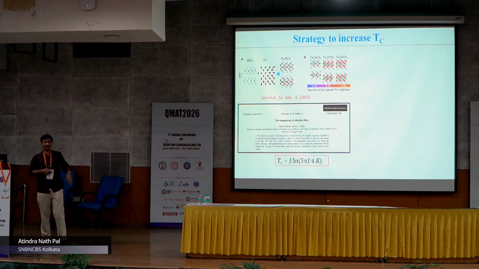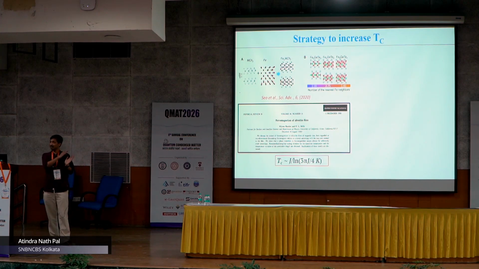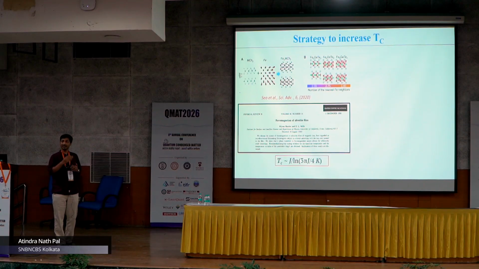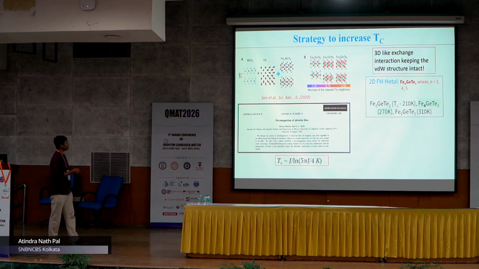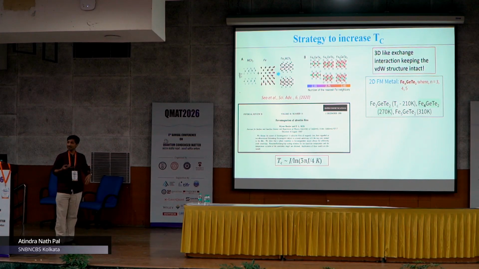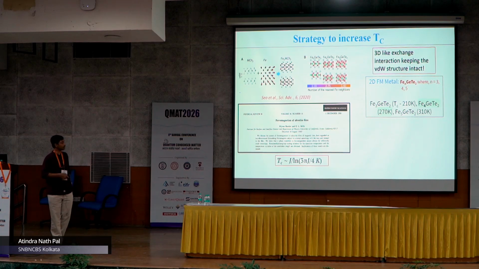Interestingly, in all these three materials that they have synthesized, the TC has increased enormously. With 3D-like exchange interaction while keeping the van der Waals structure intact, Fe3 has a TC of 210 Kelvin, and Fe4, which I will be talking about, has a TC of 270 Kelvin. So all are near room temperature. Fe5 even has a TC slightly above room temperature, 310 Kelvin. So this is already very interesting.